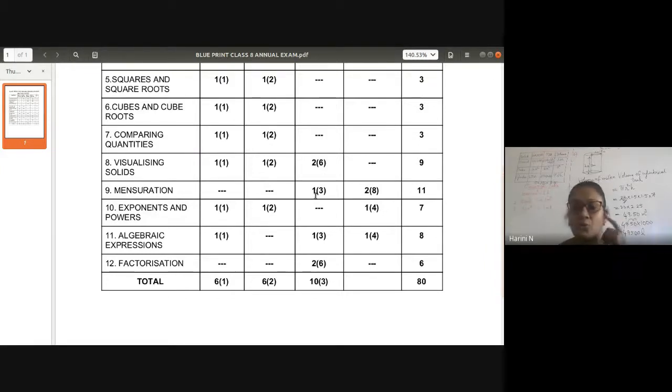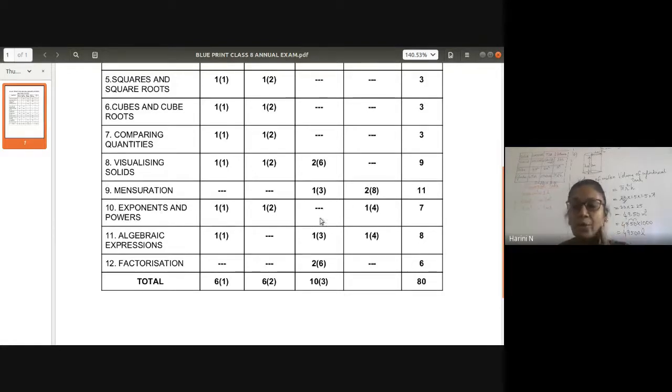Mensuration, of course, we have so many problems. We have done the area of quadrilateral, area of trapezium, area of parallelogram, etc., etc. That's why you have 1 question in 3 marks and 2 questions in 4 marks. So please be very careful about that. Mensuration, we have done today only. Visualizing solids, you have areas of polygons. Please remember that. Here you have surface area and volumes. Okay, so 11 marks, 2 in 4 marks, 1 in 3 marks.